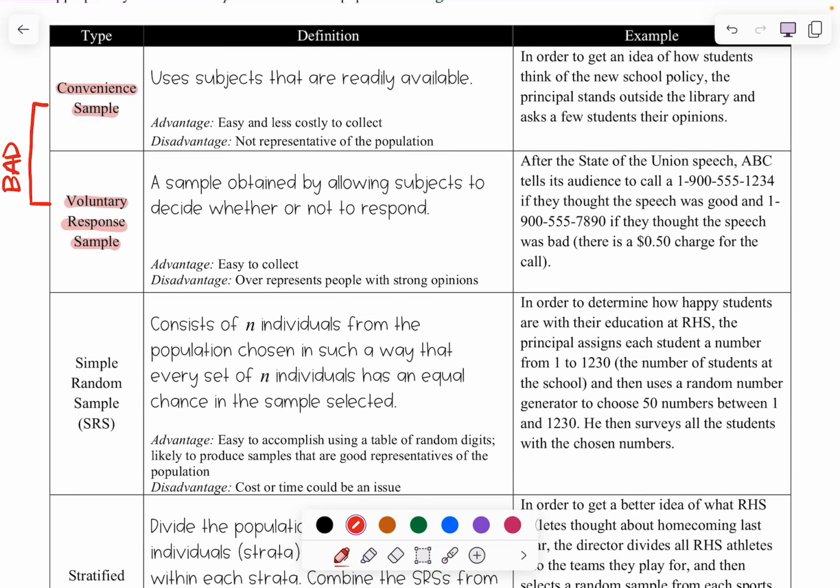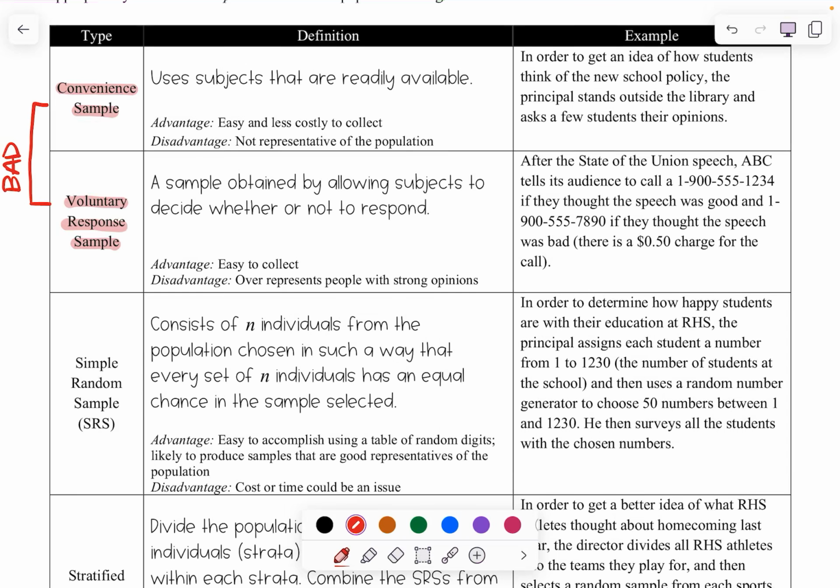First one, convenience sample. I'm going to use a general question prompt, and I'm going to try to apply it in all of these settings. If I want to know what do RHS students think about the cafeteria food, I can take a convenience sample. I could stand outside of the cafeteria at lunch, and I could survey the first 100 students that walk in the door. That would be a convenience sample. Now, yes, I get 100 students. I get my sample made. However, that is going to leave out a lot of different groups.